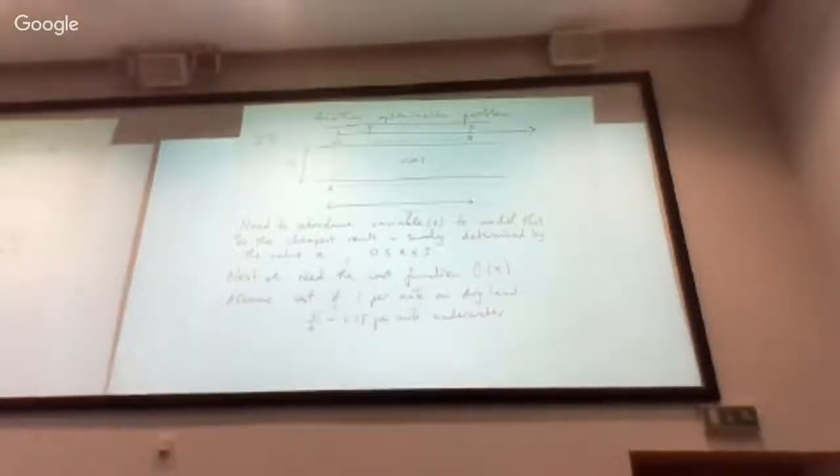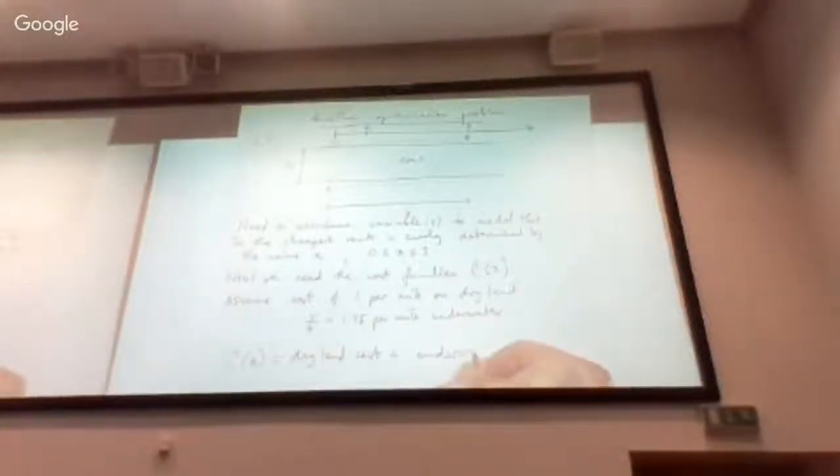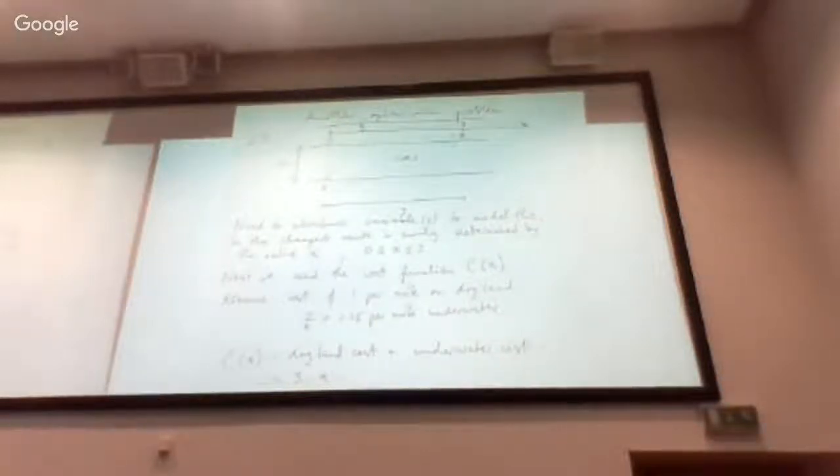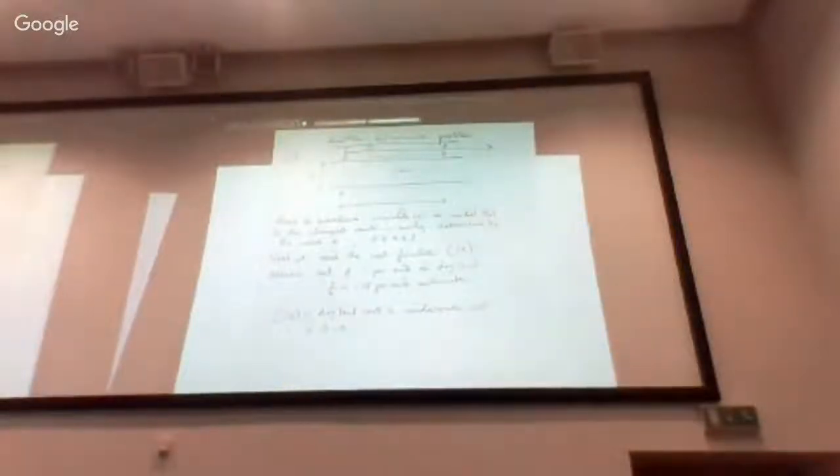So I like to think of 1.25 as 5 quarters. So what's our cost function? Well, the easiest part of the cost function is the dry land part. Dry land cost plus the underwater cost. And the dry land cost is probably easiest to write down. It's simply 3 minus x, isn't it? We've got to build that length of pipeline in dry land.